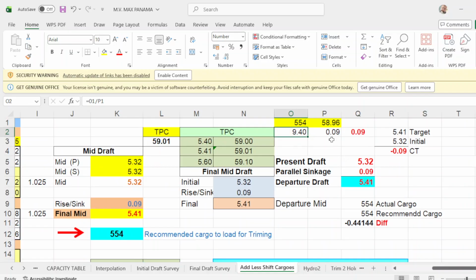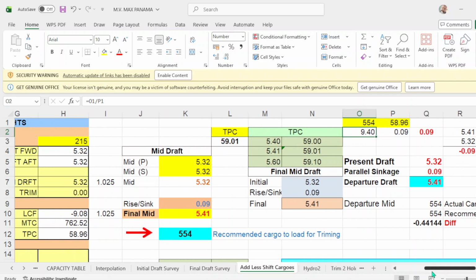there you are. Then for the TPC, you put the TPC of your initial drop of 5896, which is this one. I put equals, then you press this one, then you will have TPC of 5896. 554 divided by your TPC of 58.96, that will be 9.40. Divide this one by 100, that will be 0.09. That will be your change of drop.